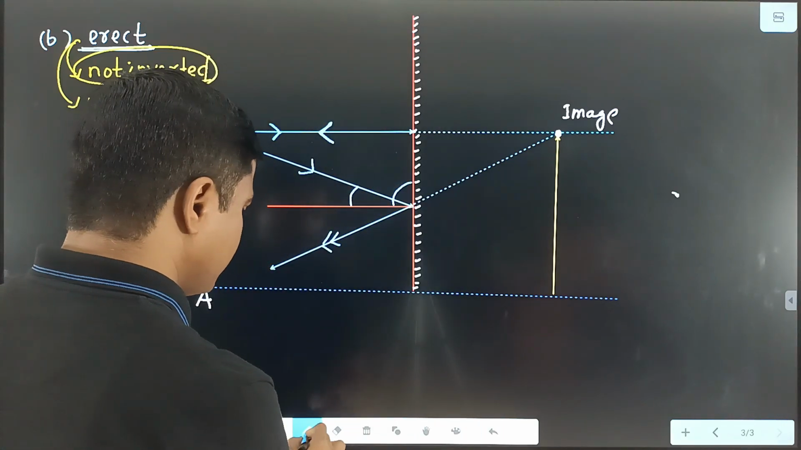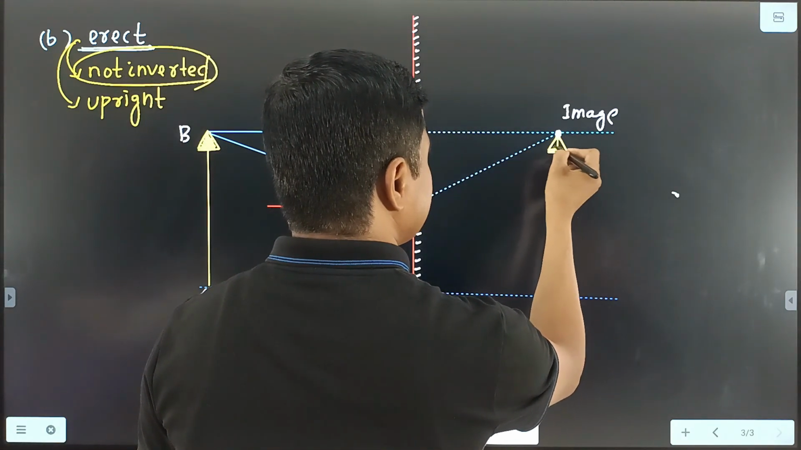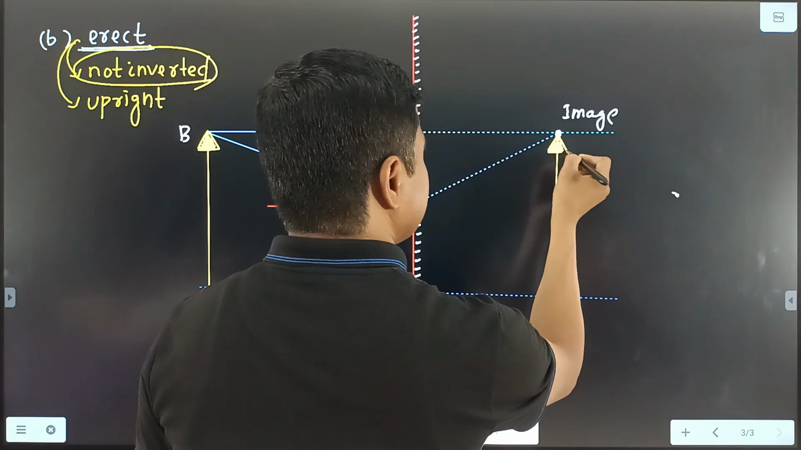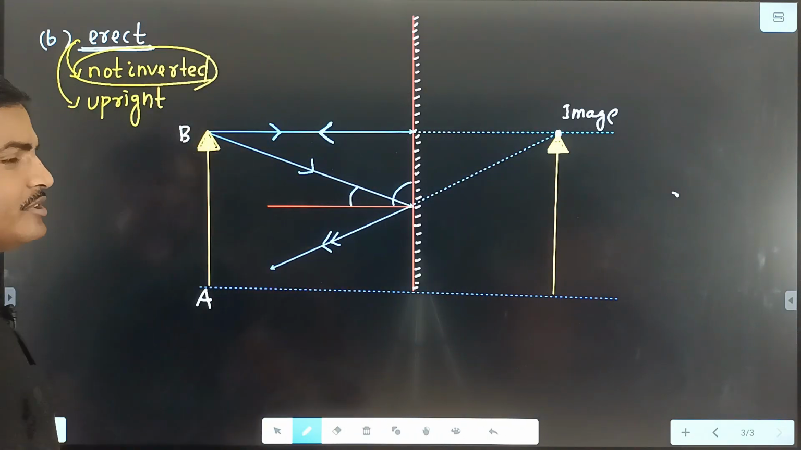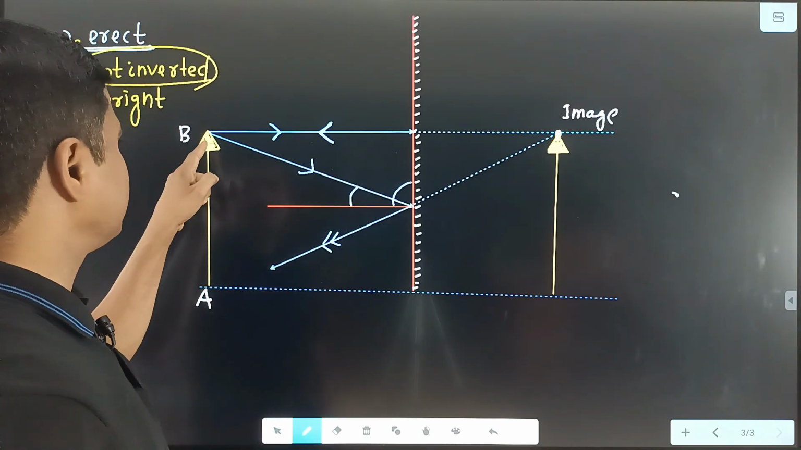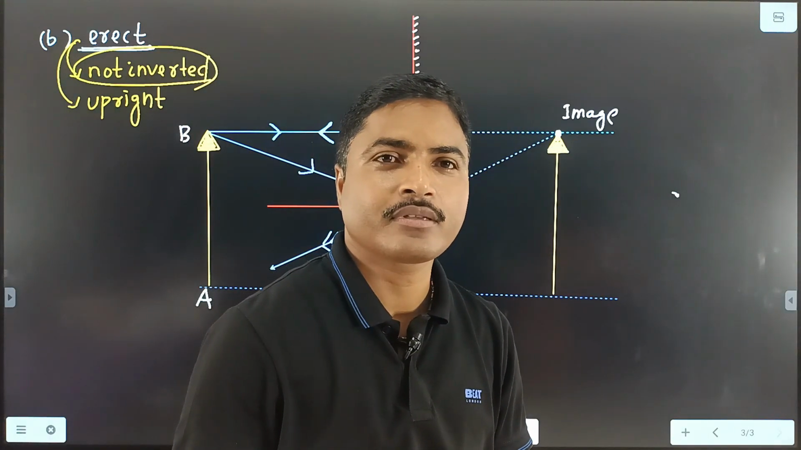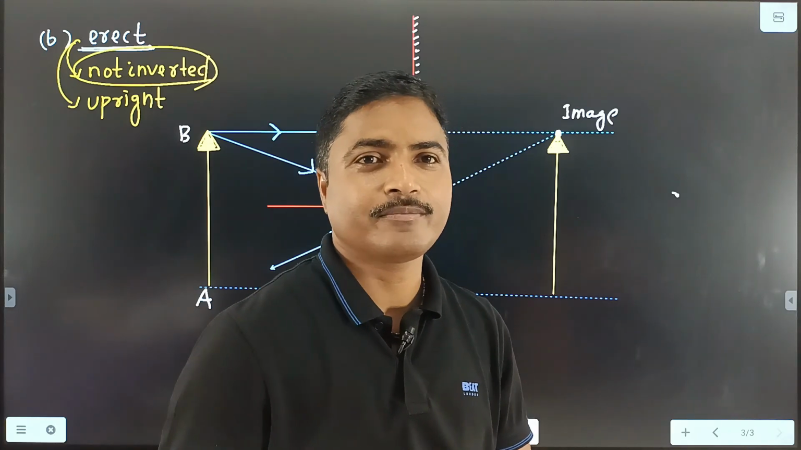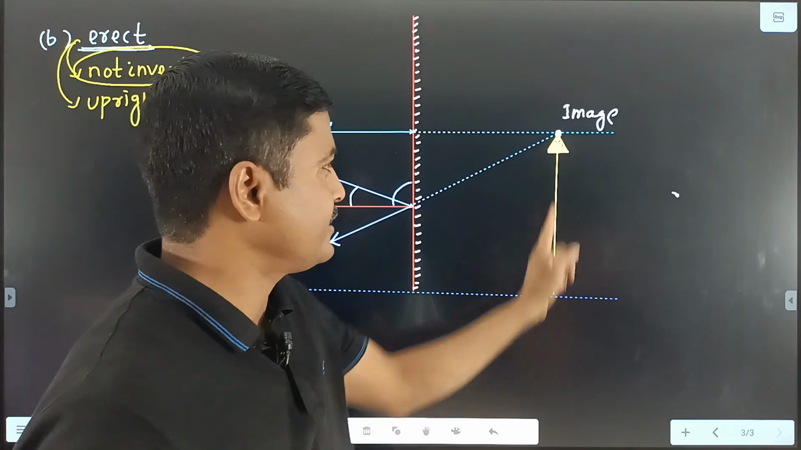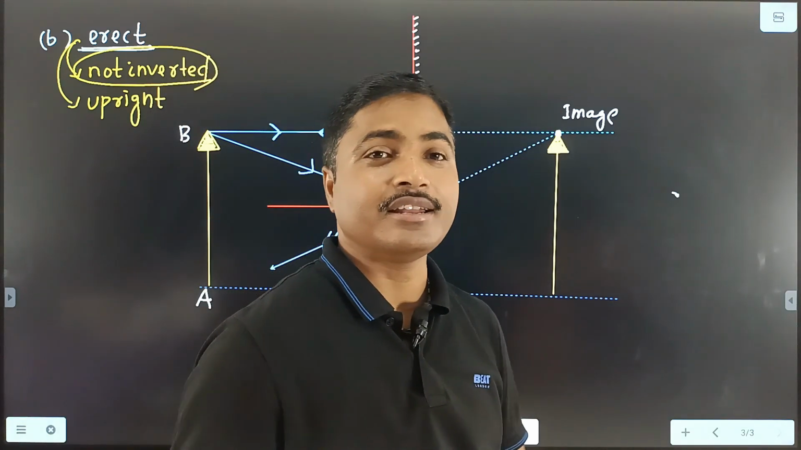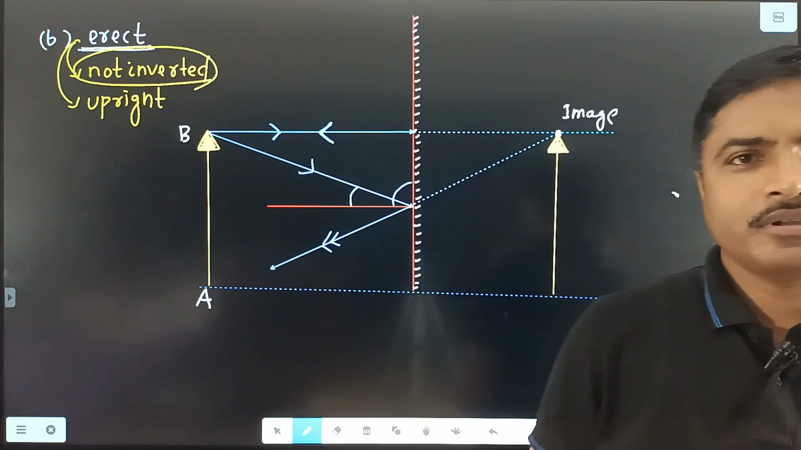And here, the head of the image is situated on the same side as the head of the object. Clear? Suppose this one is the head of the object. This one is also the head of the image. The head is not inverted. The head of the image is not situated on this side; the head is situated on this side. That is not inverted. Not inverted means that it is erect. Clear?